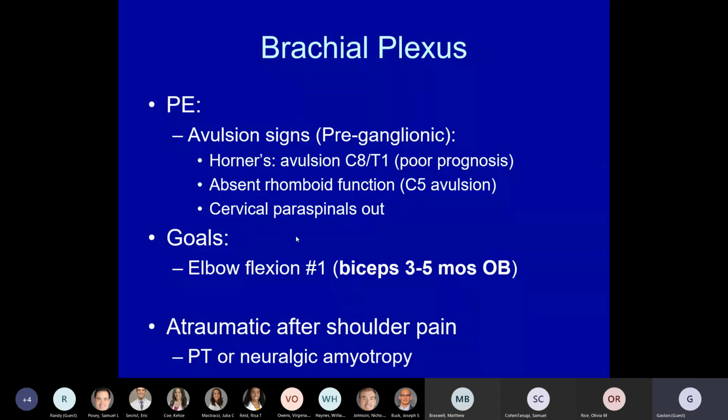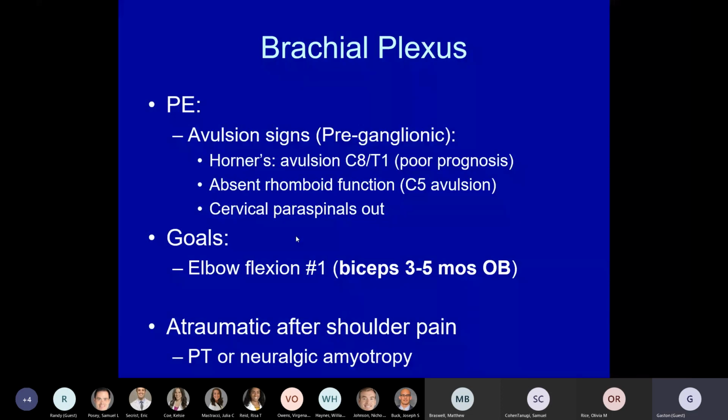Second would be if the rhomboids are out. If they give you absent rhomboid function, think preganglionic, because the takeoff of the dorsal scapular nerve is so high up on C5 that typically it goes only in the setting of a preganglionic avulsion. Also, if they give you positive EMG findings of the cervical paraspinals, highly suggestive of a preganglionic avulsion injury.